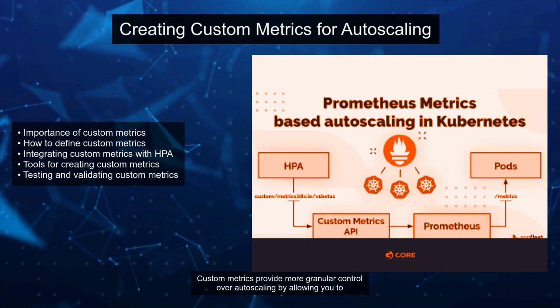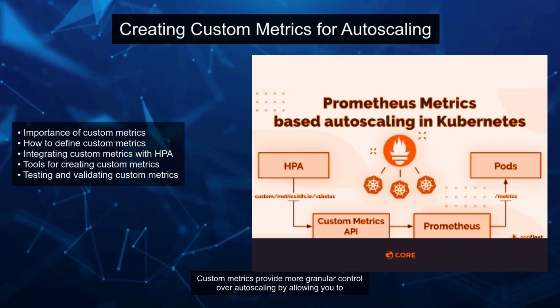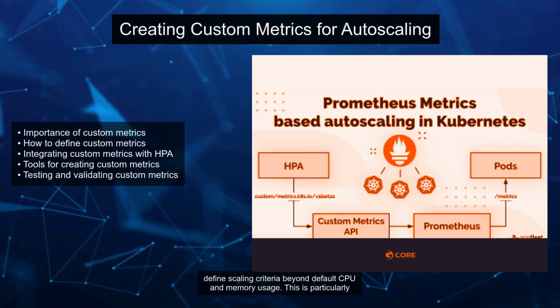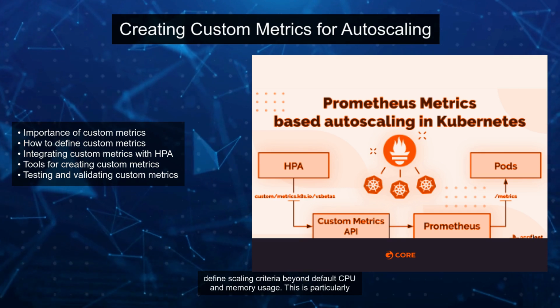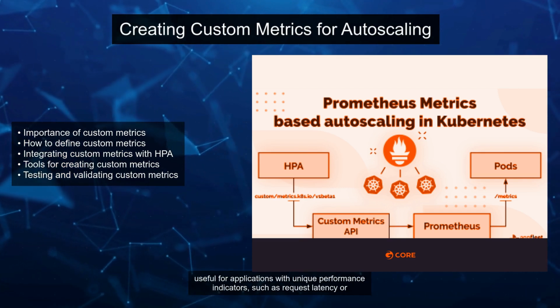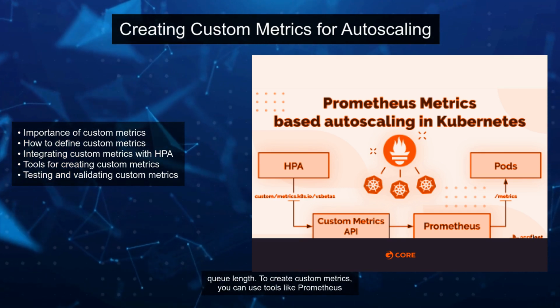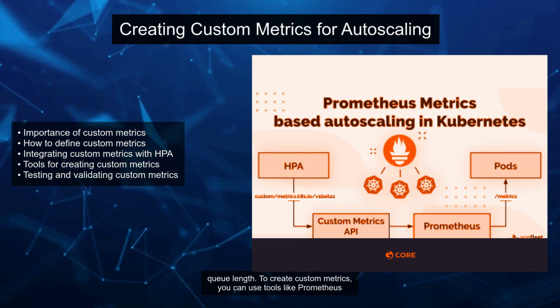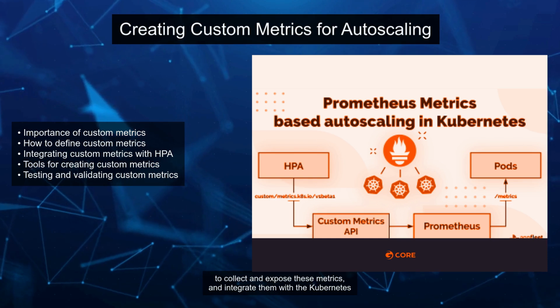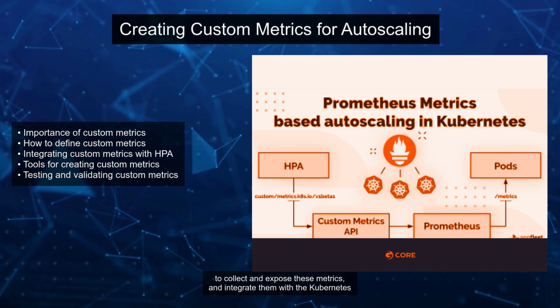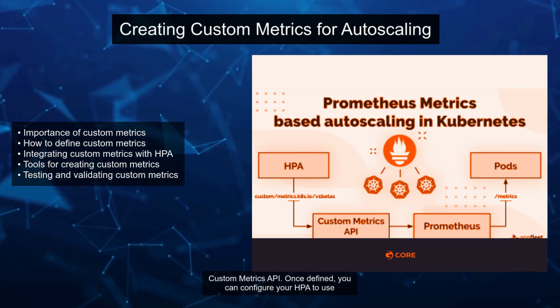Custom metrics provide more granular control over autoscaling by allowing you to define scaling criteria beyond default CPU and memory usage. This is particularly useful for applications with unique performance indicators, such as request latency or queue length. To create custom metrics, you can use tools like Prometheus to collect and expose these metrics, and integrate them with the Kubernetes Custom Metrics API.